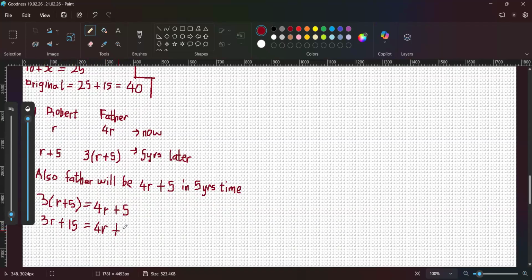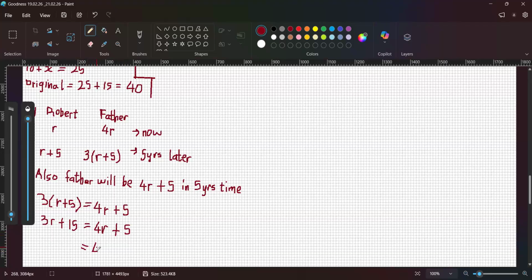Okay, so you can collect like terms. If we collect like terms, what will we have? What should move where? I'll leave that to you. What should we do? You will move the 3r to the 4r. Excellent. We'll move the 3r to the 4r, and then move 5 to where? To 15, right? Yes, sir.